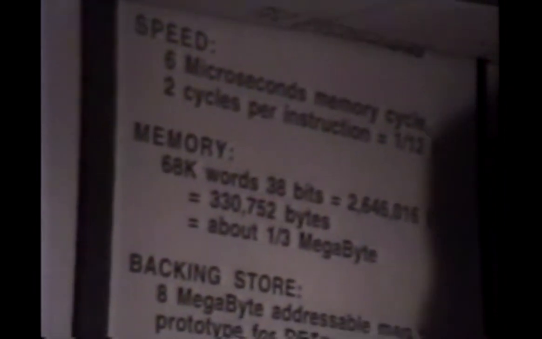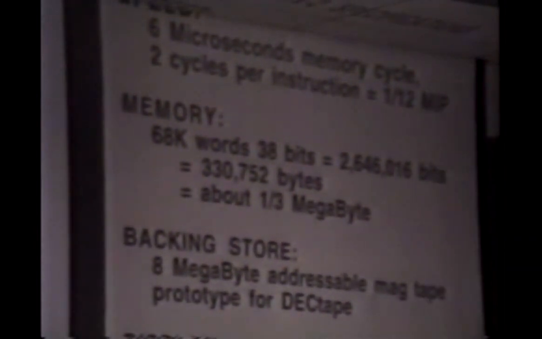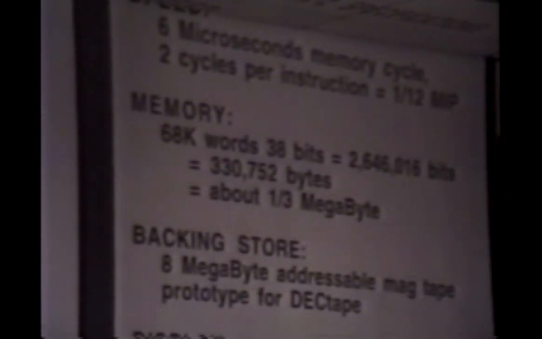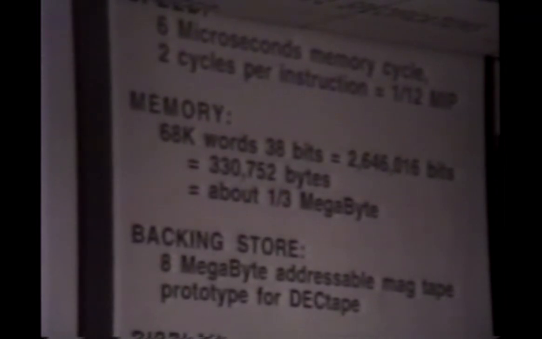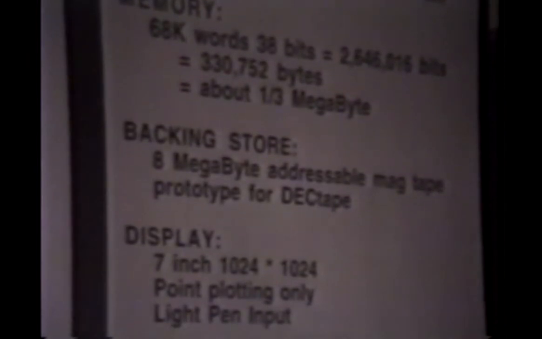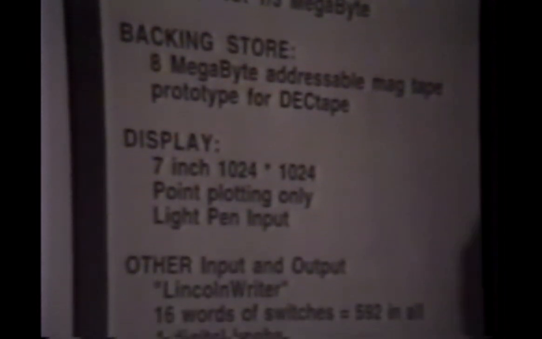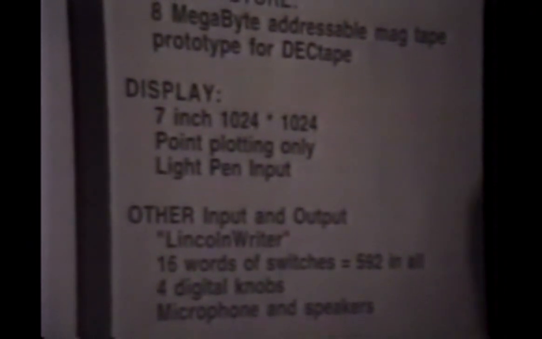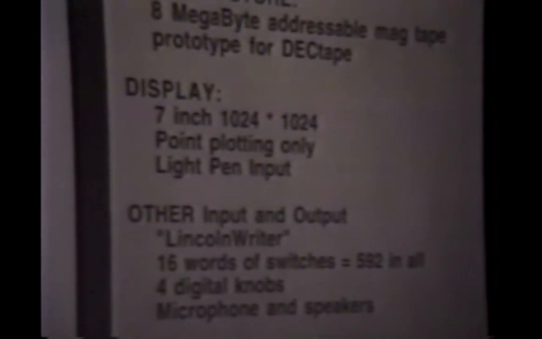Some of the other slides were made on my portable Macintosh, and I'll just use that as a contrast for the specifications. The TX2 was a 12th of a MIP. Now, would somebody like to comment on what's a good number of MIPs for a reasonable portable machine today? A dozen, maybe? And it had a third of a megabyte of storage, so it was not overly equipped. Then it had a backing store, which was 8 megabytes of addressable mag tape.